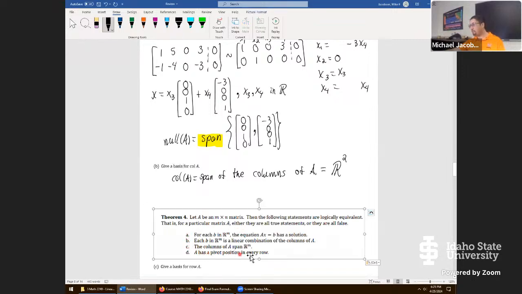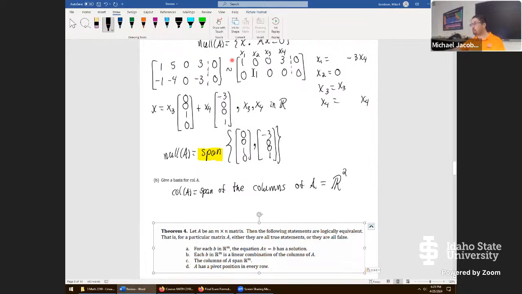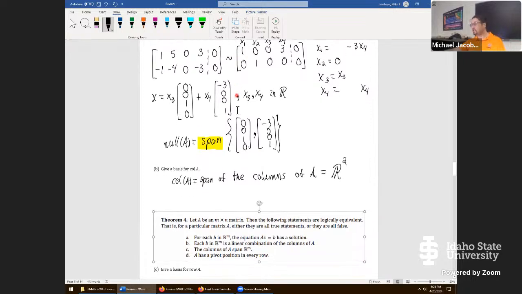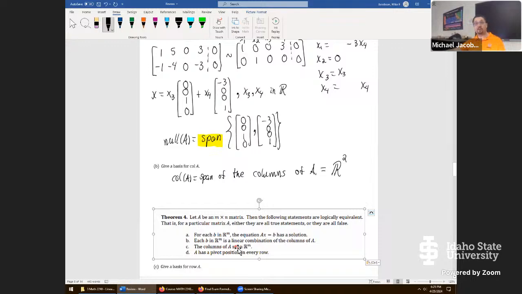So we have a pivot in every single row. There's row 1, row 2 with both pivots. The columns of A span Rm rather. That would be R2 in our problem. But the column space of A is the span of the columns.